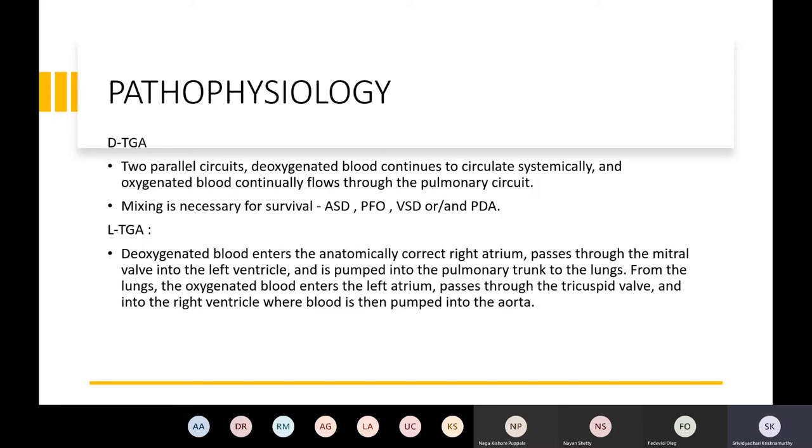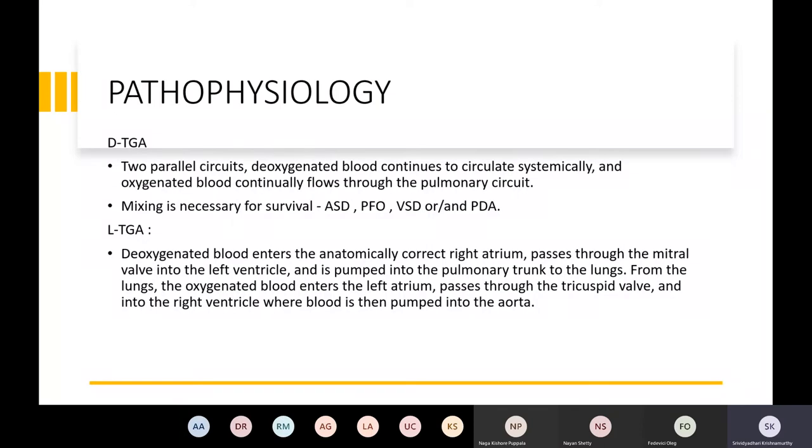And then the blood from the lungs comes into the left atrium, goes into the left ventricle, and then goes back again into the lungs because the pulmonary trunk comes off the left ventricle. So there is a hyperpulmonary circuit. There are two independent parallel circulations, and hence if there is no mixing, it is lethal to life. So the mixing can happen at different levels: between the atria, which is atrial septal defect or PFO, at the ventricular level, at the ventricular septal defect, and at the great arteries where there is a PDA connection. Without any of these connections, of course, survival is affected, and that also influences at what time and how the baby presents.